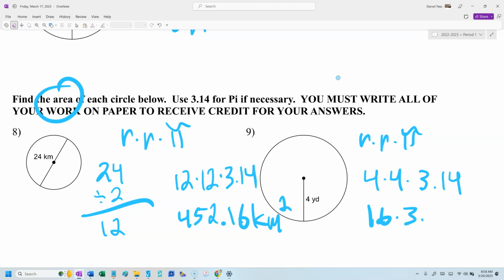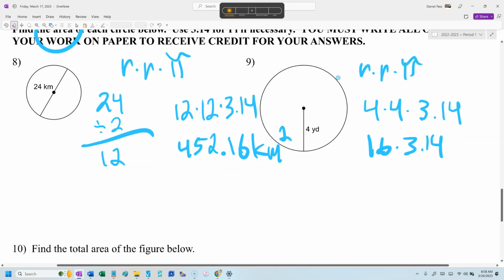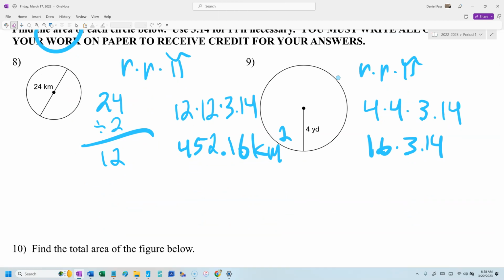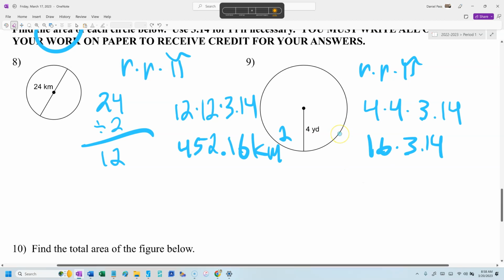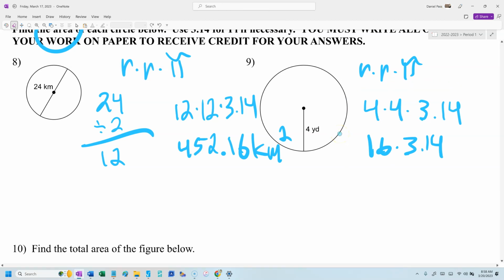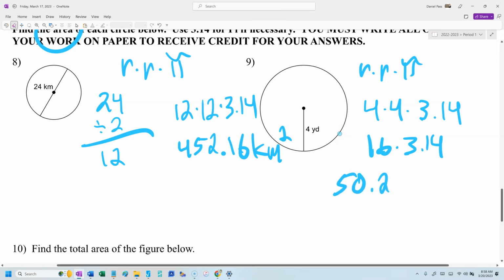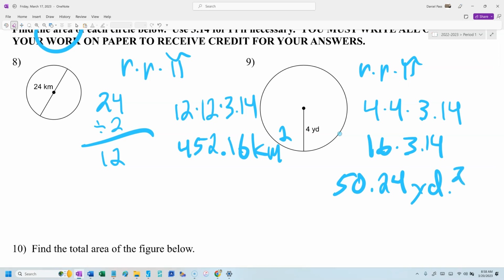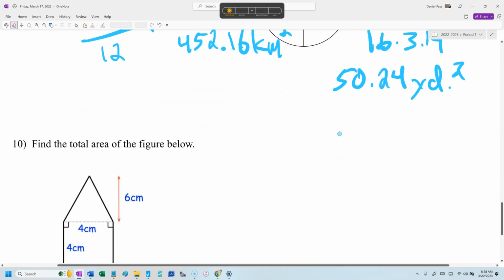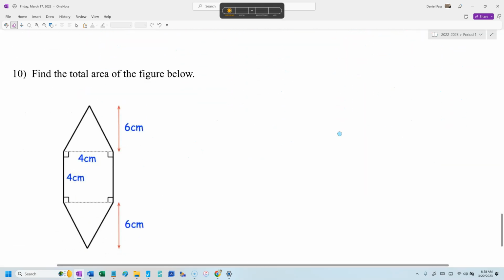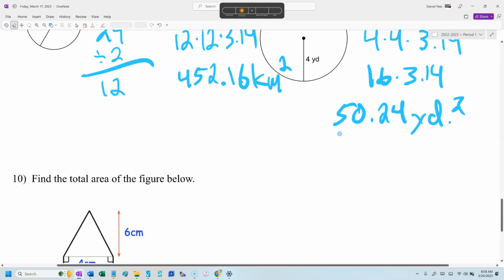16 times 3.14. All right. Okay, let's see. And then we get... Why is it 16? Because 4 times 4. Oh. Yeah, I just put these together. But you could do it all at once. You don't need to do that second step. All right, 50.24. You would get the same answer. 50.24 yards squared. All right, last one. Any questions? No questions? All right.